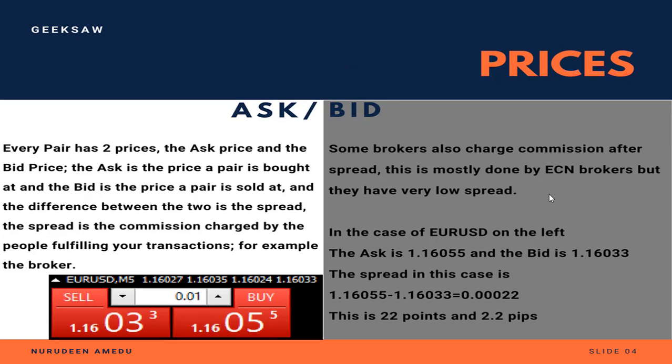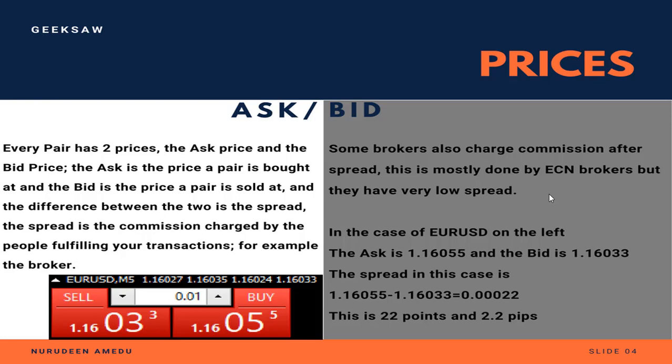Now, the ask and the bid prices. Two prices are shown on every pair, and the distance between those two prices is the spread. You have the ask and you have the bid price. The ask price is the price where you buy at. If you're going to buy the Euro USD, the ask is what you pay. If you're going to sell the Euro USD, the bid is what you get. Every pair has two prices, the ask price and the bid price. The ask is the price a pair is bought at, and the bid is the price a pair is sold at. And the difference between the two prices is the spread.